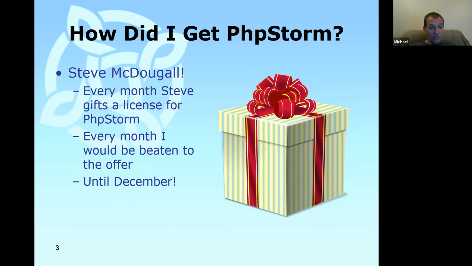So I wanted to share how I got PhpStorm. It's all Steve's fault, basically. Every month, Steve would have a license for PhpStorm, which he gives away on the PHP South Wales Slack channel. And each month, somebody would volunteer. First person to contact Steve would be able to get the free license. I was unlucky for several months, and then when it came to December, I was successful, and I had a nice early Christmas present.